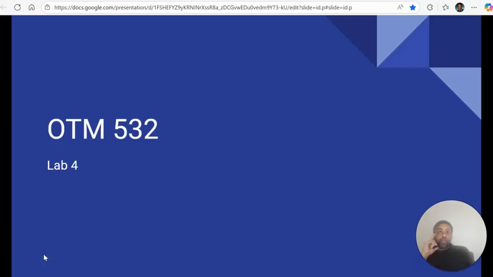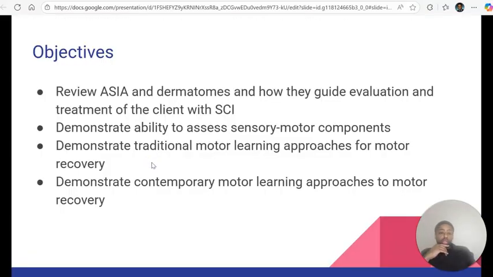Hi everyone. This is the lecture for Lab 4. In this lecture, we will look at the ASIA classification or ASIA Impairment Scale for spinal cord injuries. We will look at dermatomes, what they are, how to do a dermatome assessment, and how they guide the evaluation and treatment of the person with spinal cord injury.